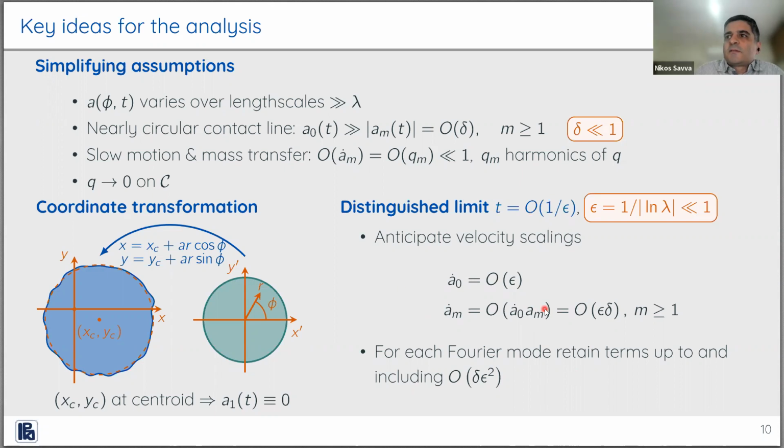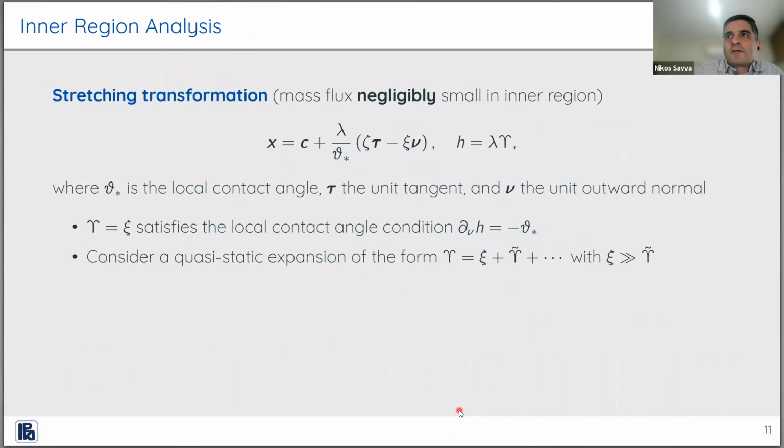We anticipate these timescales, these scalings for the velocities and the harmonics, and we want to pursue an asymptotic expansion up to delta epsilon square terms. So bear with me, just a couple of slides of math. First of all, as I said before, we need to look at inner and outer solutions and match the two solutions to obtain equations for the velocity of the contact line.